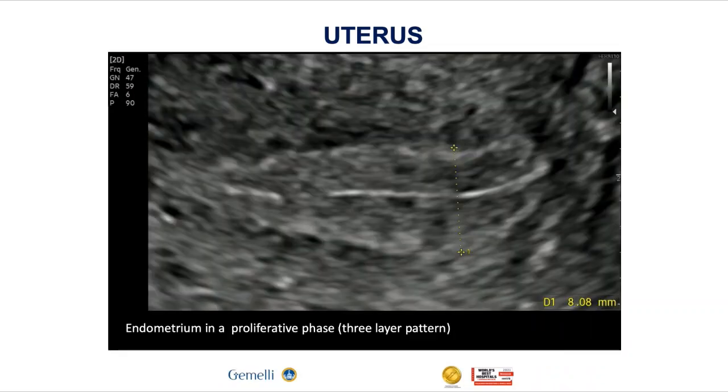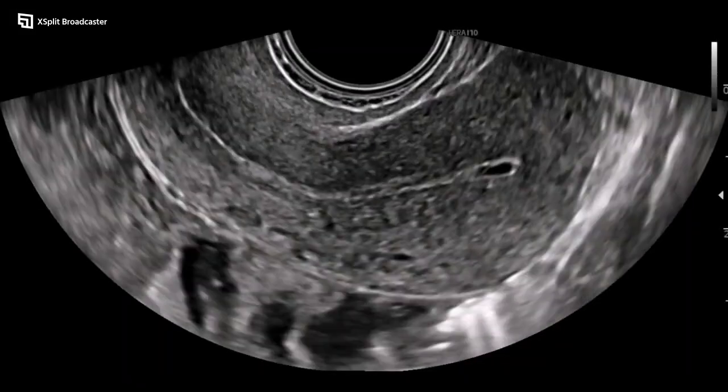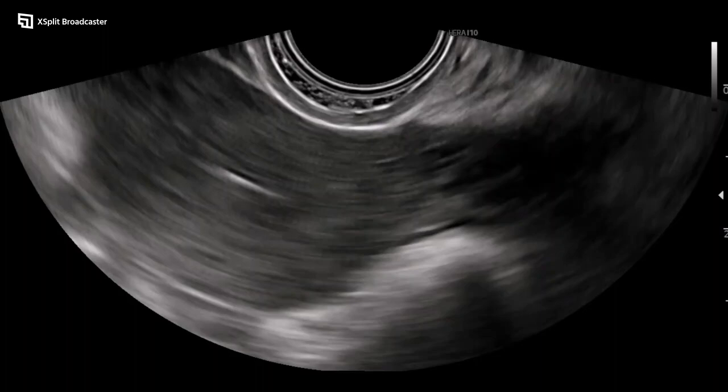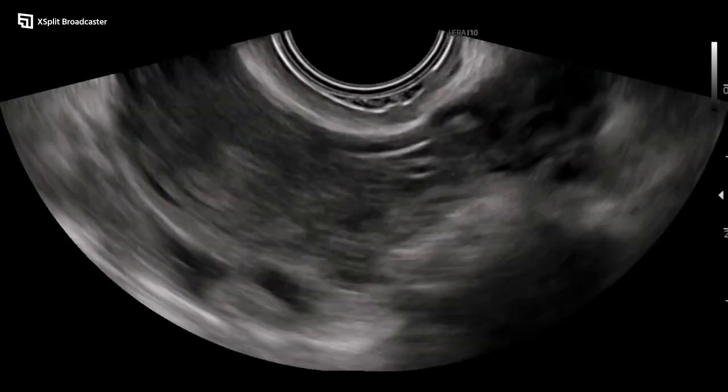Then we can assess the endometrium. In this case, the endometrium is in a proliferative phase pattern. To assess the endometrium, we can use the real zoom as I showed you before. After the evaluation of the uterus, we can assess the ovary, moving laterally.